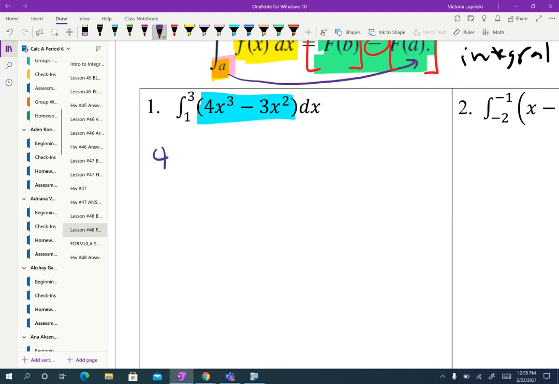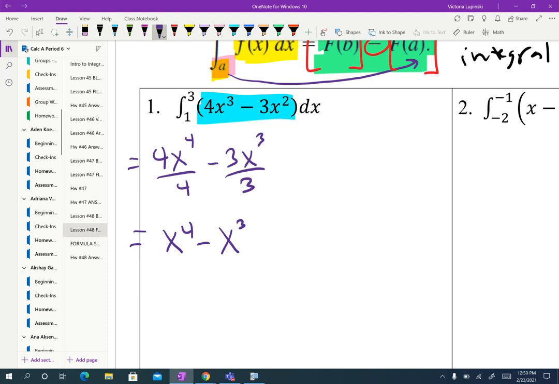We're going to go ahead and integrate the x cubed. So we're going to raise to the 1 higher power, which is 4, divided by that power. Then minus 3, we're going to go ahead and take the squared to the 1 higher power, divided by that power. Then we're going to go ahead and simplify. So when we simplify, we're going to get x to the 4th minus x to the 3rd.